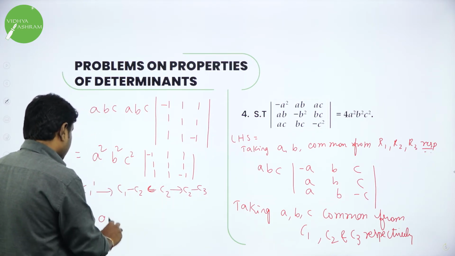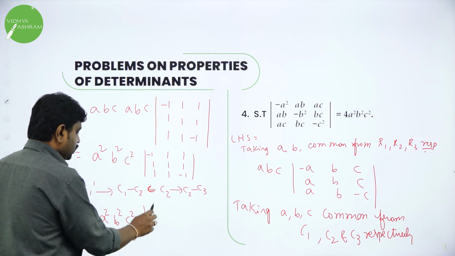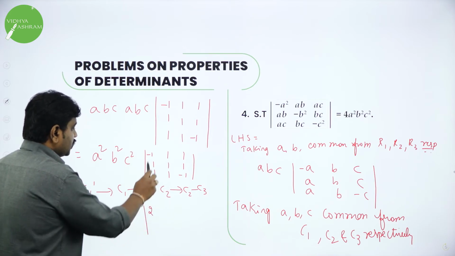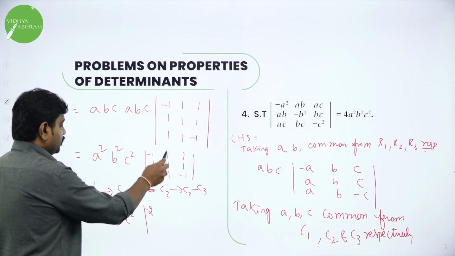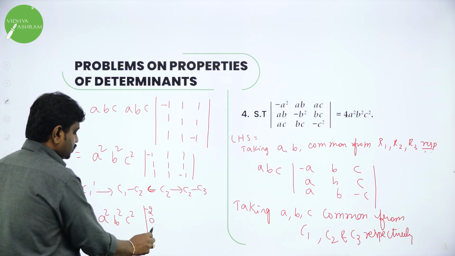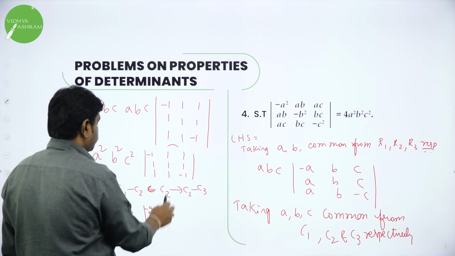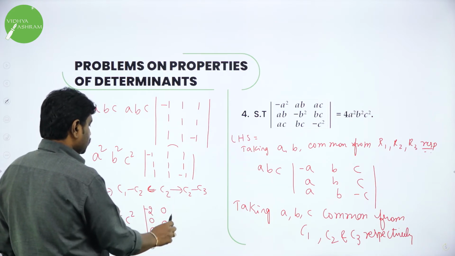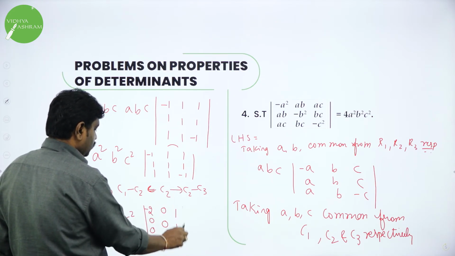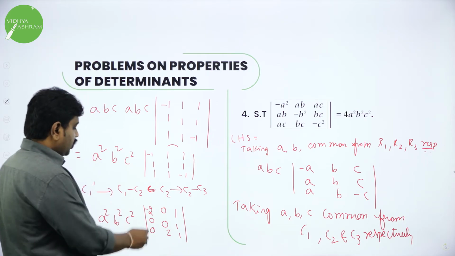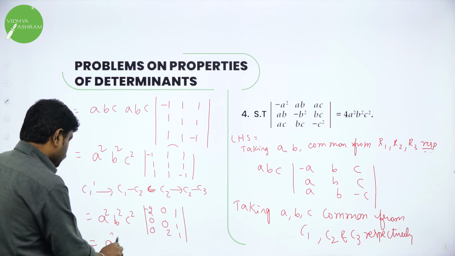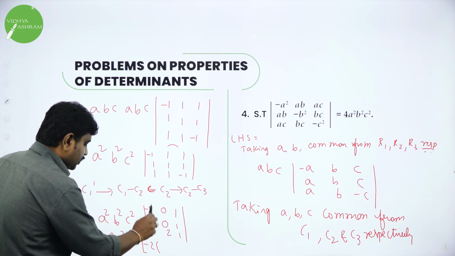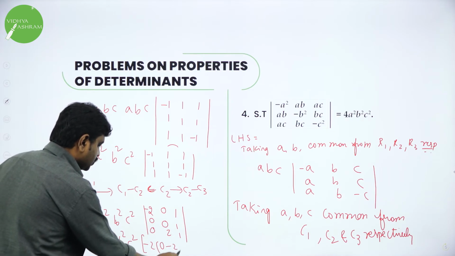If I do that, outside I have a square, b square, c square, and if I subtract, 1 minus of minus 1 becomes 2, 1 minus 1, so minus 1 is minus 2, C1 minus C2, this is 0, this is 0, and then for these two if I subtract, 0, 0, 1 minus of minus 1 is 2, and last 1, 1, 1. Now expand this. You have only one element, expand with that, minus a square, b square, c square, minus 2 into, delete the column, delete the row, you will get 0 minus minus 2.